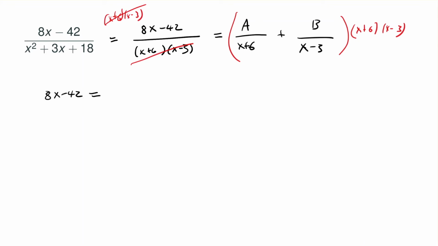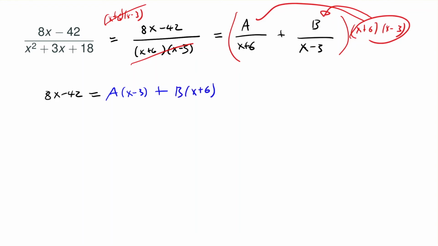On the right side, well, I'm distributing this to here and here, right? Well, for the first one, when I multiply this to here, this x plus 6 cancels out. So I only have a times x minus 3. Plus, the second one, x minus 3 cancels out. So I have x plus 6 times b, or b times x plus 6. We do not change anything on the left side. Left side, just keep it as it is.